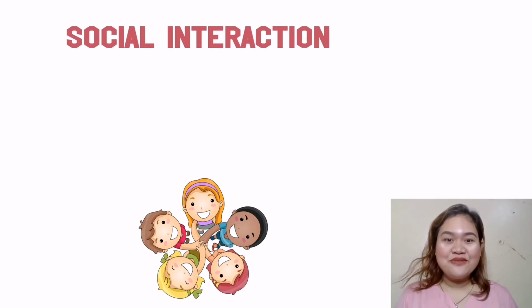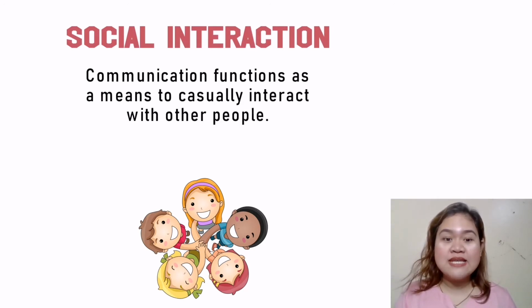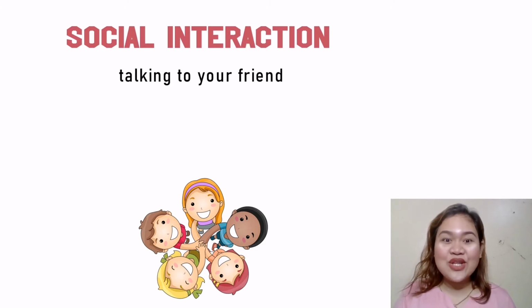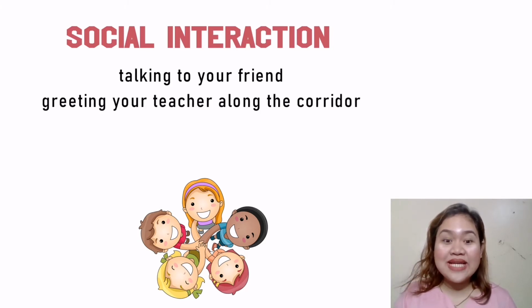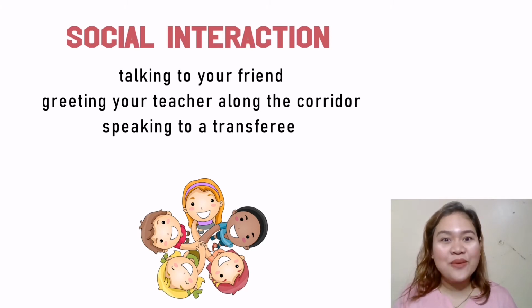The second function of communication is for social interaction. Communication functions as a means to casually interact with other people. The examples of this are the following: talking to your friend, greeting your teacher along the corridor, speaking to a transferee. In this function, we communicate to basically interact with other people.